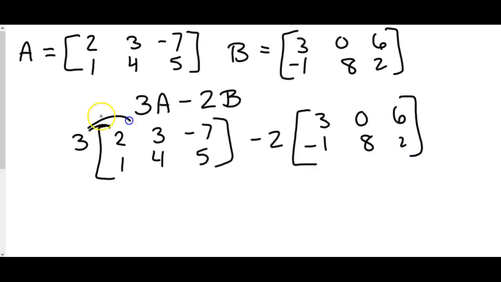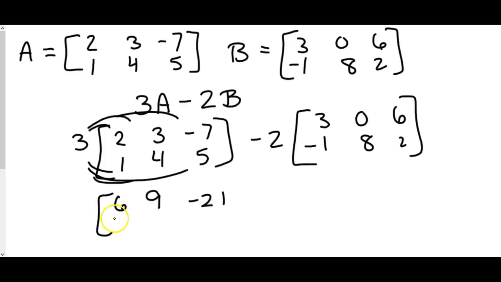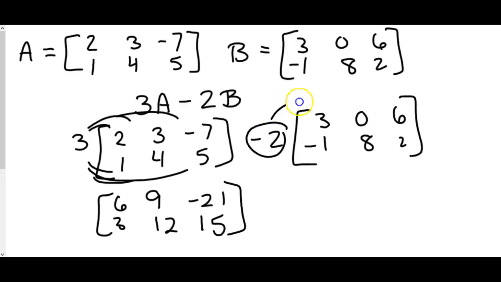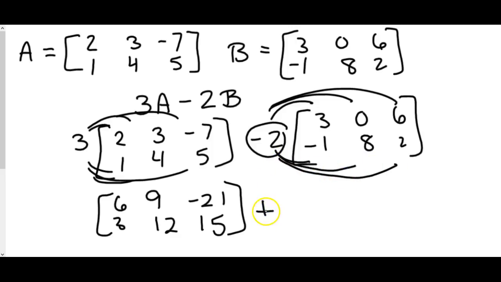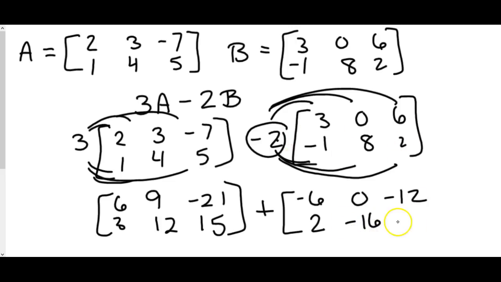Now we actually do the multiplication. Multiply 3 in to everything. This would give us 6, 9, negative 21, 3, 12, and 15. We're going to multiply negative 2 times everything, and since we're taking the negative sign with us, this will change to plus. You have negative 2 times 3 is negative 6. Negative 2 times 0 is 0. Negative 2 times 6 is negative 12. Negative 2 times negative 1 is positive 2. Negative 2 times 8 is negative 16. And negative 2 times 2 is negative 4.